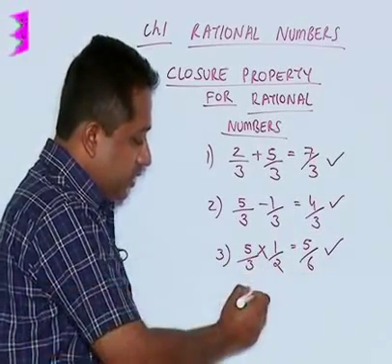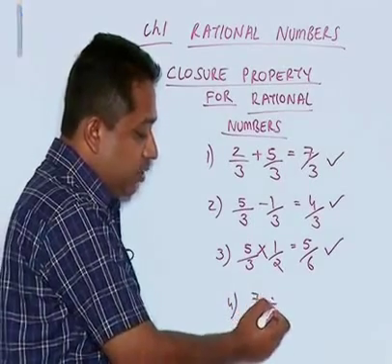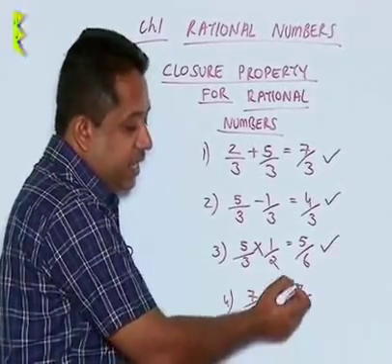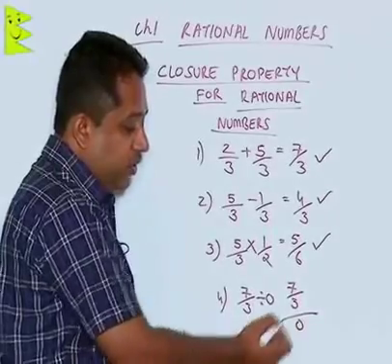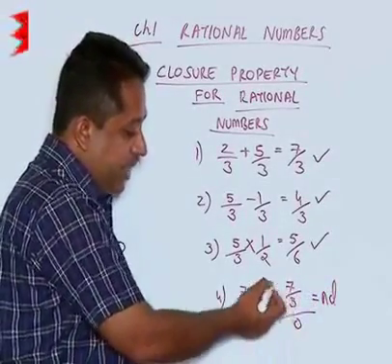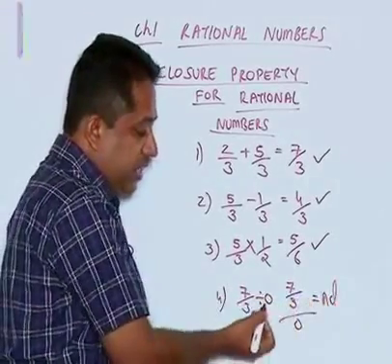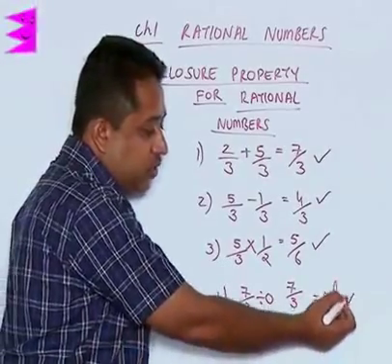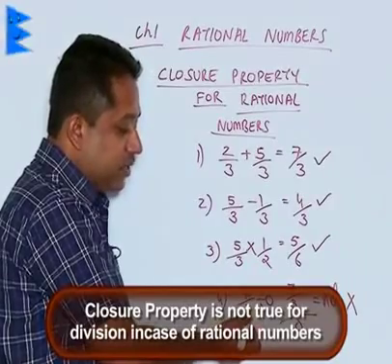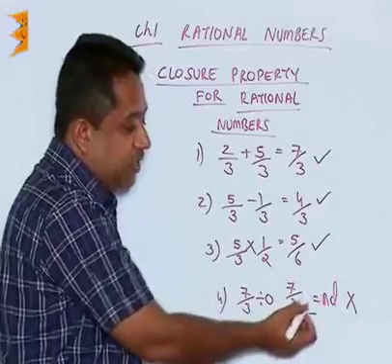What about division? Let's say 7 upon 3 is divided by 0. Now here there is a problem, because when I divide any number by 0, we know that the answer is not defined or infinity. Therefore, when the divisor is 0, division is not possible. So I can say that the closure property does not hold good in case of division for rational numbers, because when we put the value of the denominator as 0, the result is not defined.